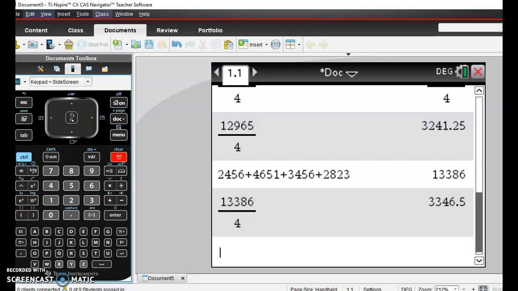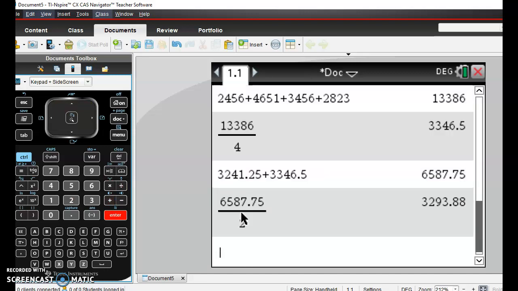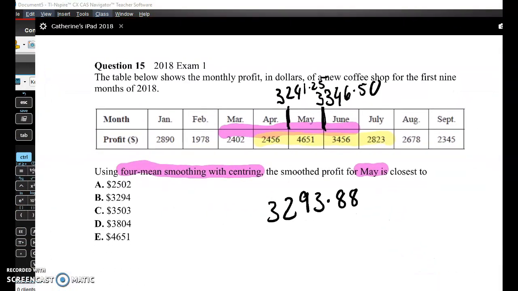Mean plus that one divided by 2, so that's 3293.88. So looking at our answers, you'll see it's closest to B, and 80% of the state answered that one correctly.